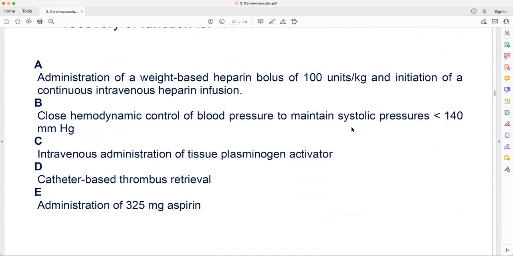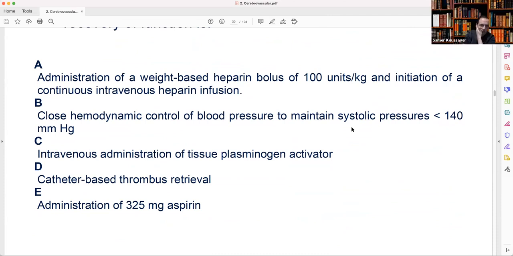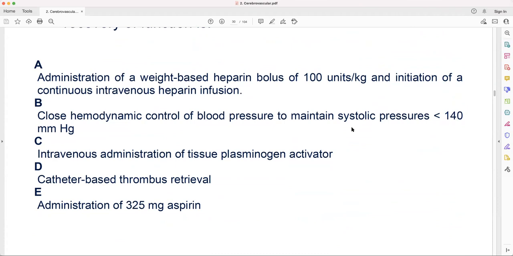Administration of a weight-based heparin bolus of 100 units per kg and initiation of a continuous intravenous heparin infusion. It's not an option. We don't give heparin infusion. We don't give thrombolysis. It will not affect the neurological function.